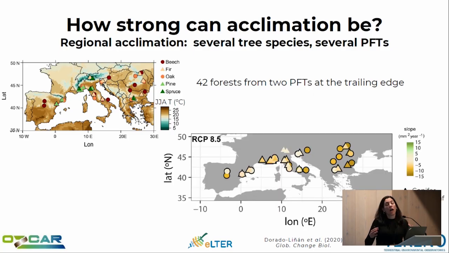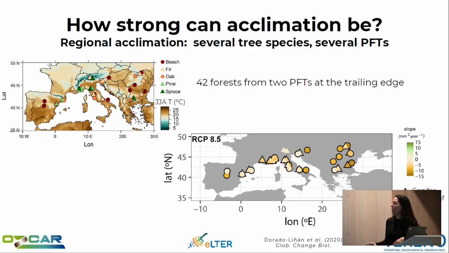We projected how these trees were growing under different climate scenarios. And I'm just showing here the most severe climate scenario, the one that we all hope is not going to happen, and how these trees will be growing, whether they will grow more or less.